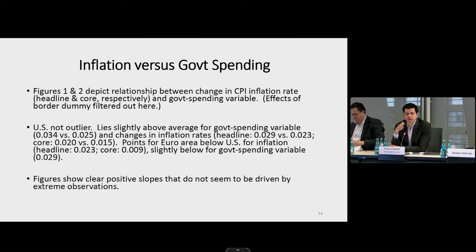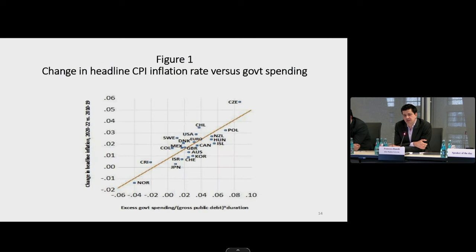So, as I was saying, we look at both the euro area and the US, and for the euro area, what we find is that both measures of inflation and spending are slightly below the United States. Interestingly, both economic areas are very much in line with the rest of the world, and in the middle of the pack, so to speak. So there are no outliers in any direction. And when you plot the relation between our composite government spending variable and the change in inflation, you get this very nice relation that doesn't show any particular outliers, again, controlling for the border with Russia or Ukraine.